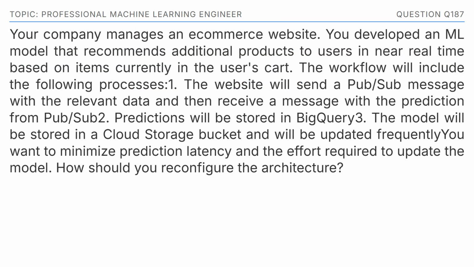Your company manages an e-commerce website. You developed an ML model that recommends additional products to users in near real time based on items currently in the user's cart. The workflow will include the following processes. 1. The website will send a Pub/Sub message with the relevant data and then receive a message with the prediction from Pub/Sub. 2. Predictions will be stored in BigQuery. 3. The model will be stored in a Cloud Storage bucket and will be updated frequently. You want to minimize prediction latency and the effort required to update the model. How should you reconfigure the architecture?